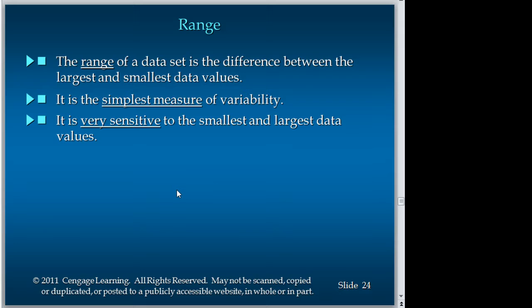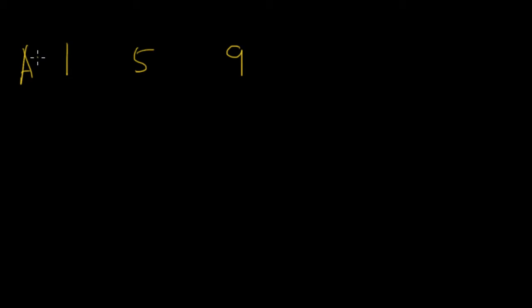So, first one is range. Range is simply the difference between the largest and the smallest data value. So let me talk a little bit more about this. Let's say you have a data set 1, 5, and 9, and you have another data set. Let's say this is set A, and there's set B, 4, 5, 6.